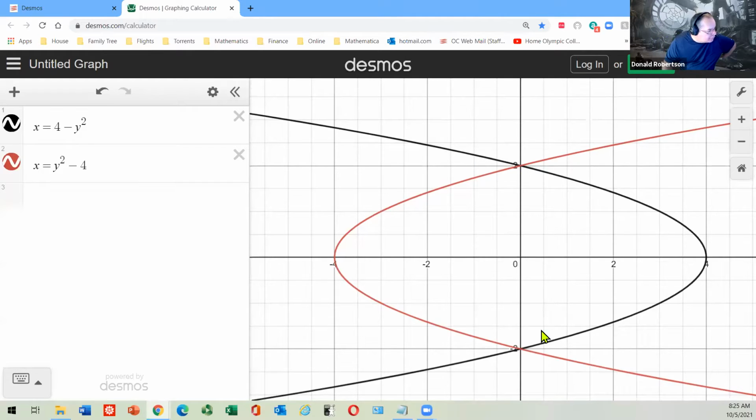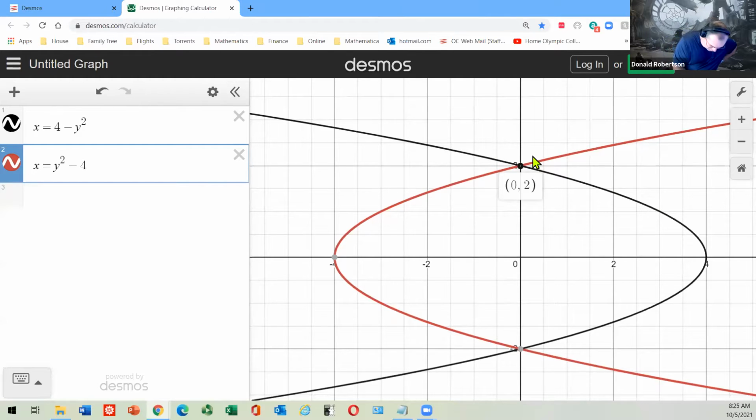Okay, so the integral will go from negative 2 to plus 2. Would you agree the black one is the f of y? And the red curve will be the g of y. So if I was setting that up, which I'm now doing right now, it'd be from negative 2 to 2 of 4 take away y squared, which is the black curve, subtract y squared minus 4, which is the red curve.